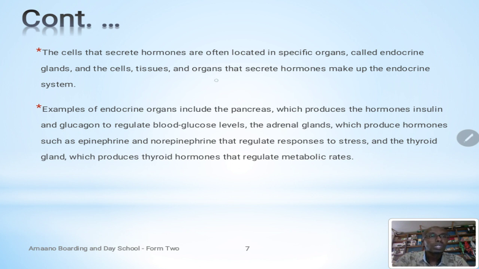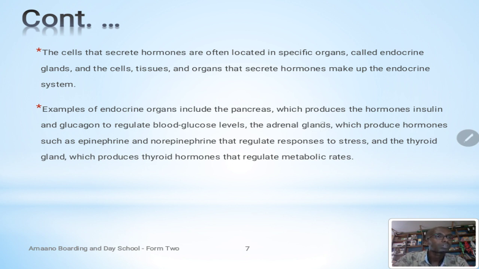So the organs that secrete hormones include the pancreas. Include what? The pancreas. The pancreas is an organ. It contains some parts or some cells which produce certain hormones like insulin and glucagon. Examples of endocrine glands include the pancreas, as you can see here, which produces hormones like insulin and glucagon to regulate blood glucose level. The adrenal glands.